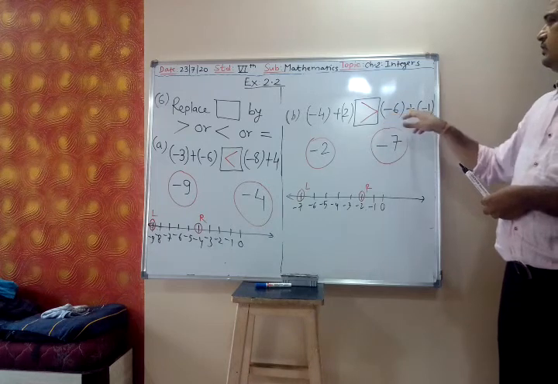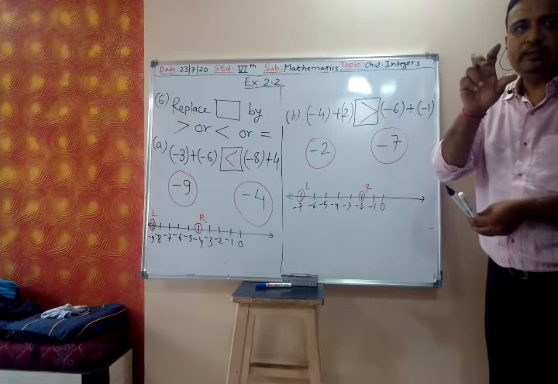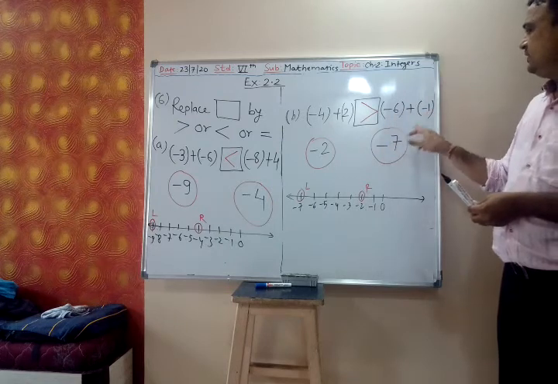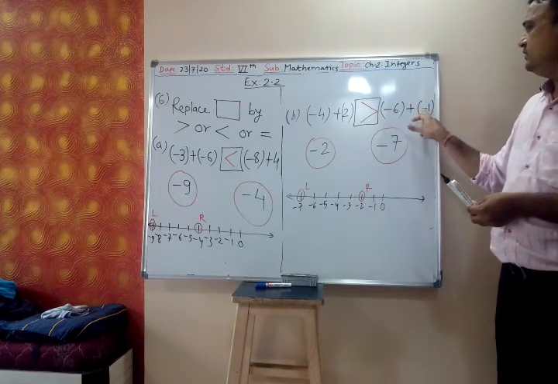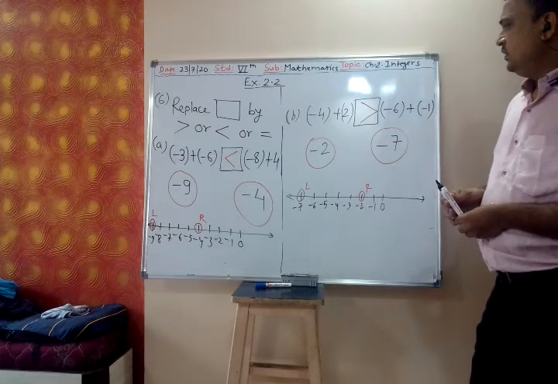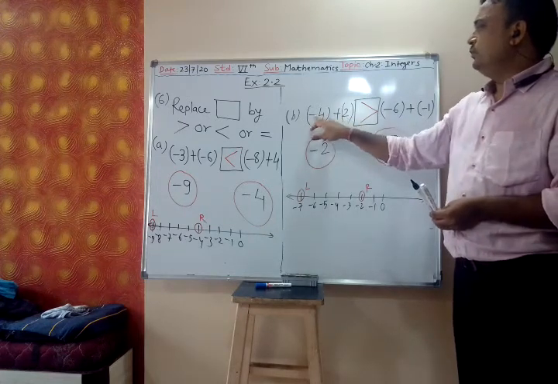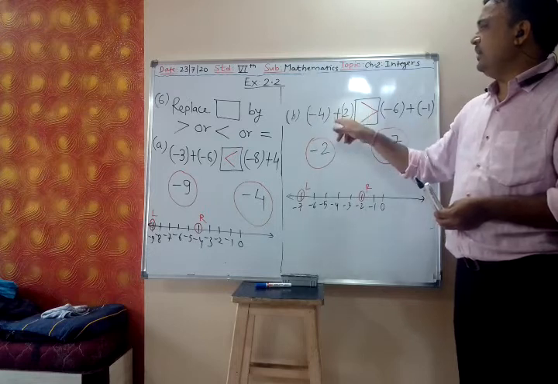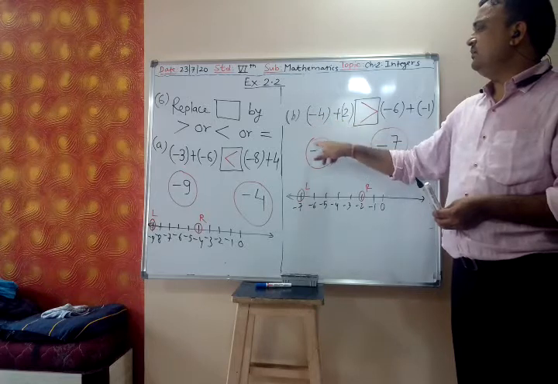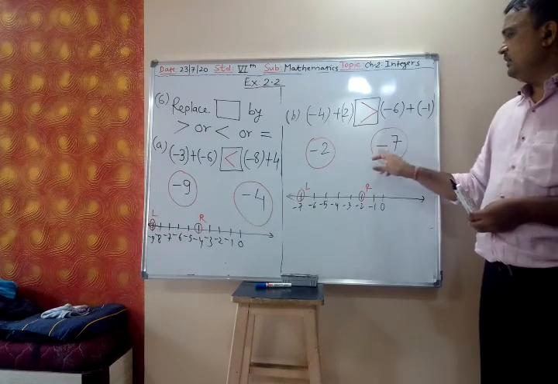Let us see this part. What is the sign of 6? Minus. What is the sign of 1? Minus. Minus means same sign. Whenever there is the same sign, you have to add the numbers and take the common sign minus. So 6 plus 1, 7, and the common sign of minus will be minus 7. Because minus 4 plus 2, opposite signs, so you have to subtract. 4 minus 2 is 2. And which number is bigger? 4. What is the sign of that? Minus. So now you have minus 2 and minus 7.